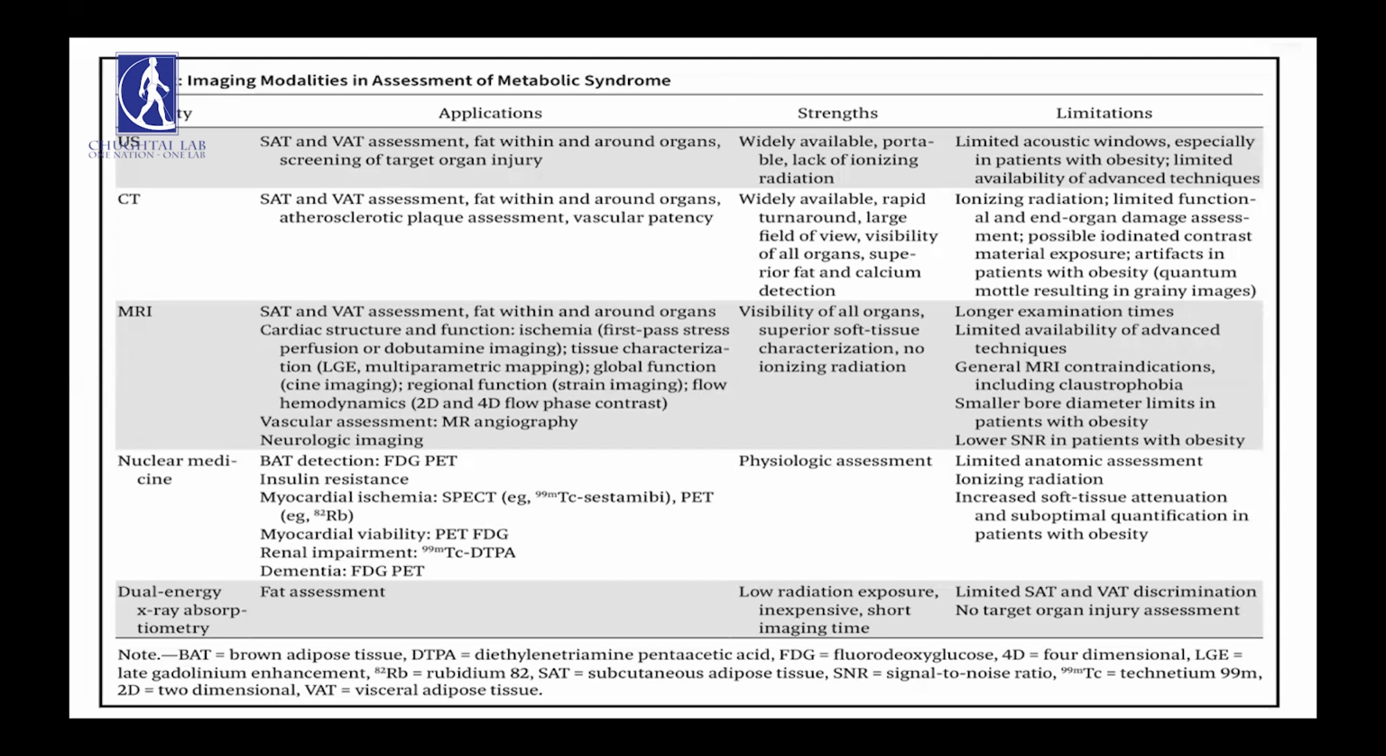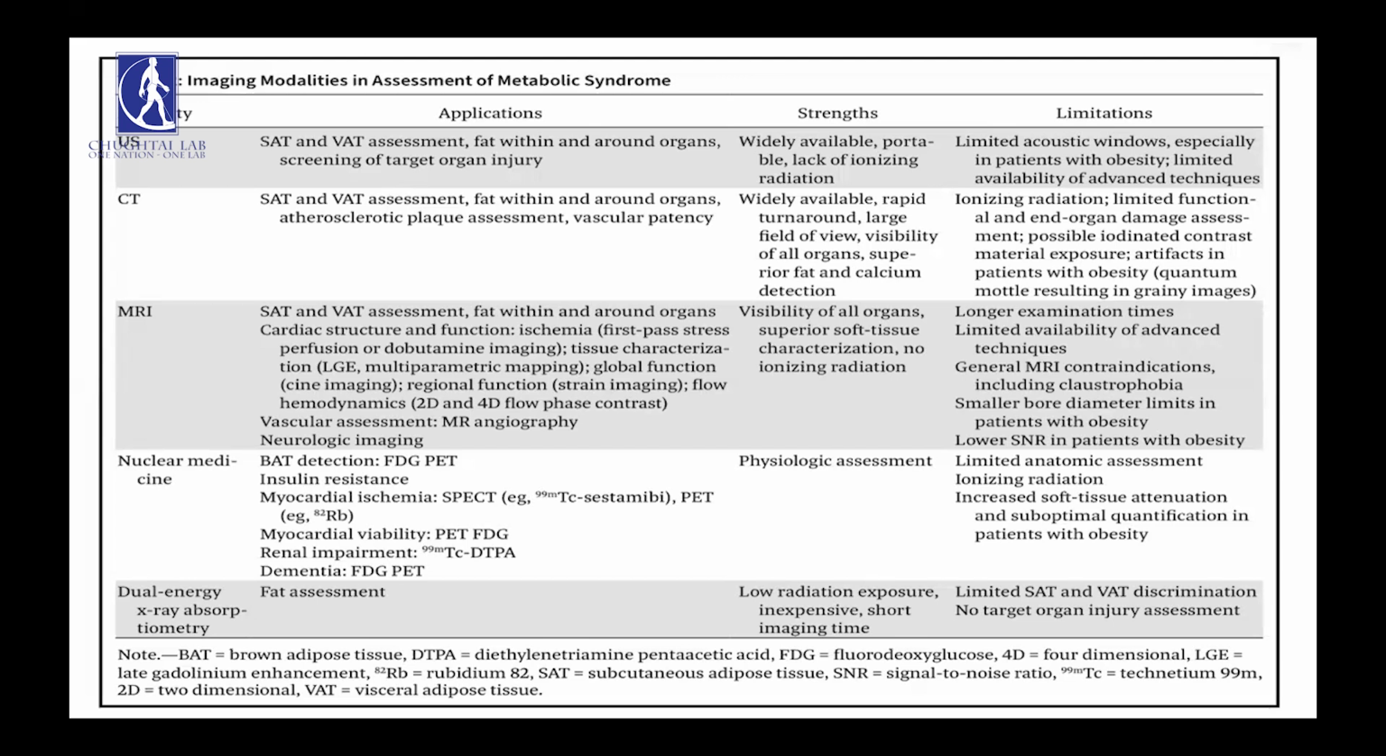So first we have ultrasound, which we all know is the first line screening tool because it is widely available, it is portable, and no ionizing radiation is used. But it has some limitations. It has very limited acoustic windows, especially in people who are obese. CT is also widely available, with rapid turnaround and superior fat and calcium detection, but again, the use of ionizing radiation and iodinated contrast material limits its role, especially in people who have end organ damage.